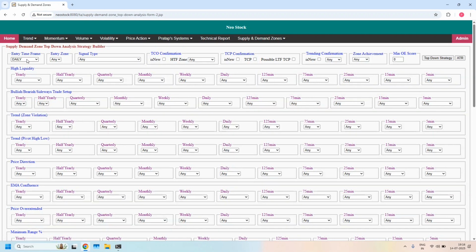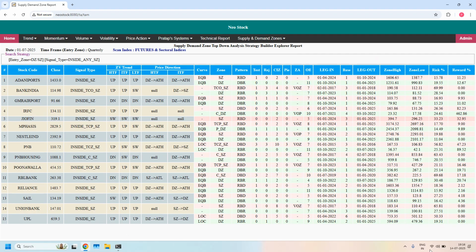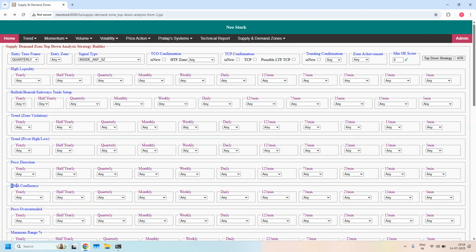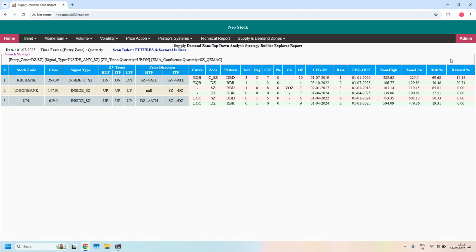Next, price closed inside the quarterly supply zone. We got 15 stocks. We can further filter with the EMA Confluence at quarterly by selecting quarterly supply zone with quarterly EMA, and also trend on the quarterly should not be sideways. It can be up or down. We got 3 stocks.